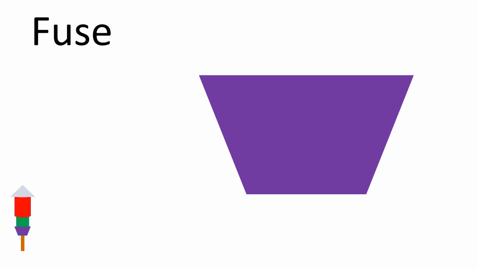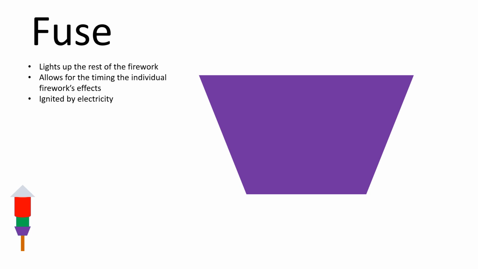This is the fuse. The fuse lights up the rest of the firework. It also allows for the timing of the individual fireworks effects. When the operator actually launches the firework, they just press a button and then a wire will send an electrical signal to the fuse and ignite it, which will also in turn ignite the other parts, aka the charge, the nose cone, and the effect, not in that order obviously.